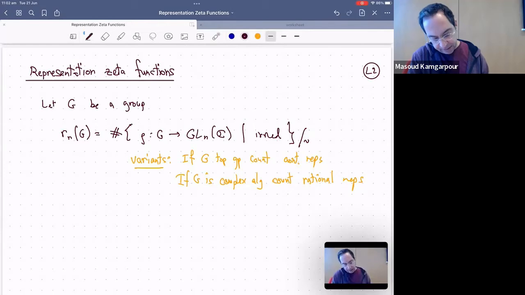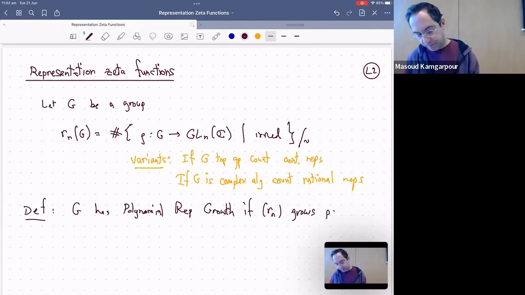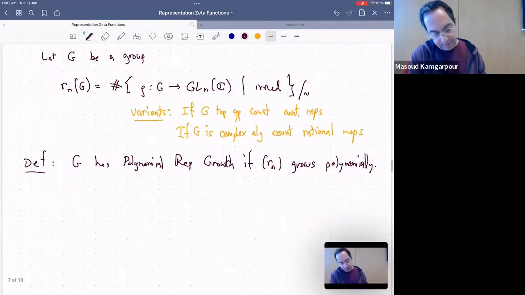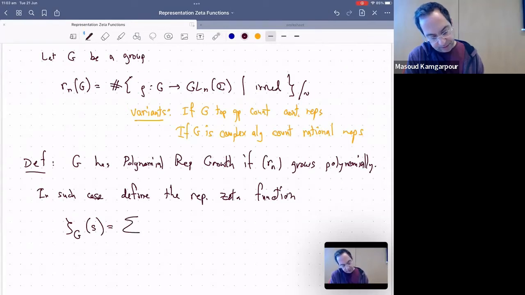Let me put this as a formal definition. G has polynomial representation growth if these numbers grow polynomially in n. And in such a case, we can define the representation zeta function to be the Dirichlet generating function, which you can cook up from these numbers: the sum of R_n n to the minus s, where n goes from 1 to infinity.